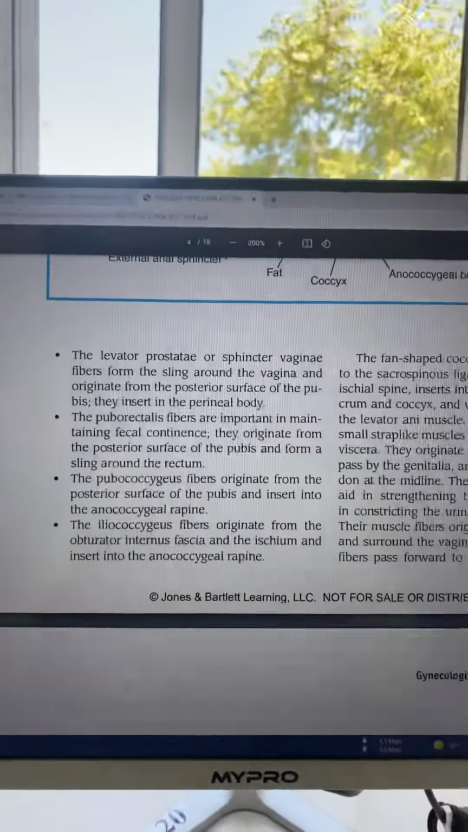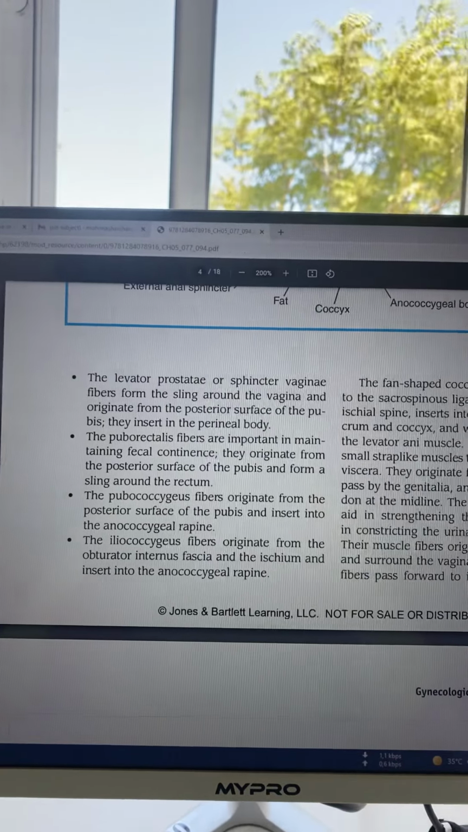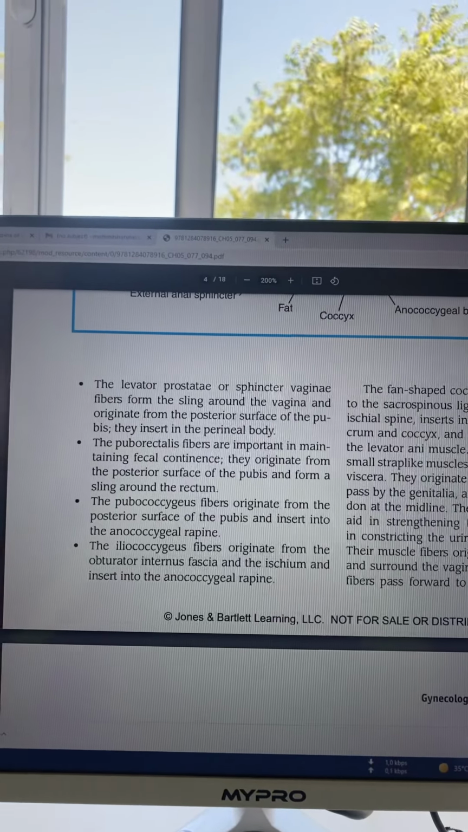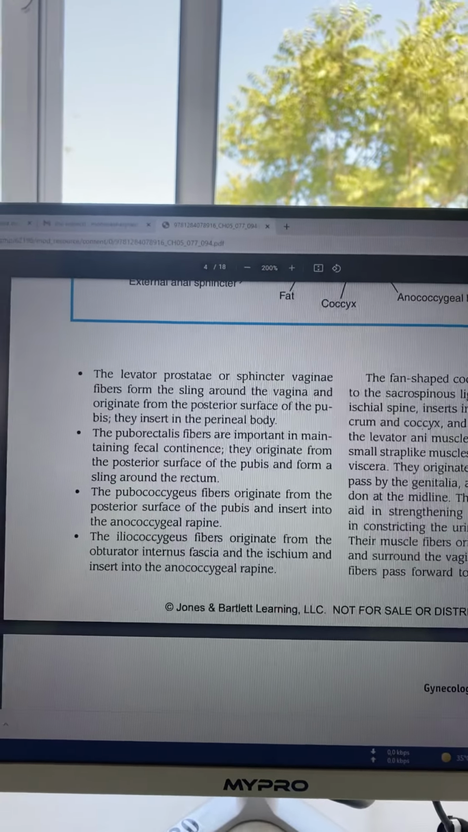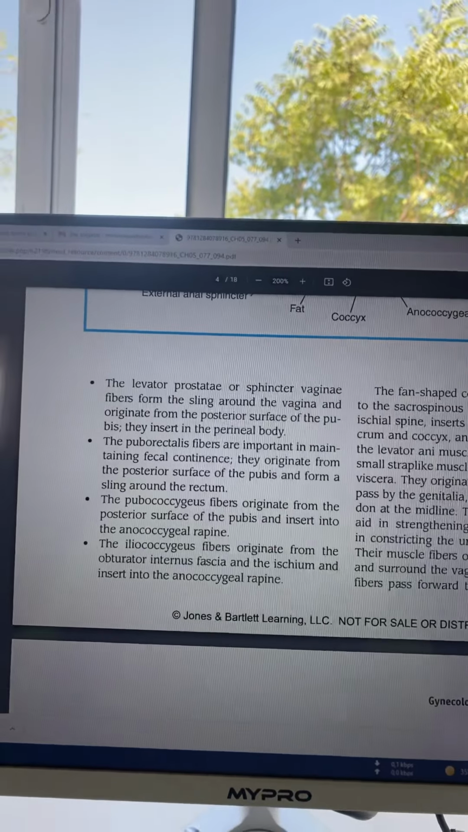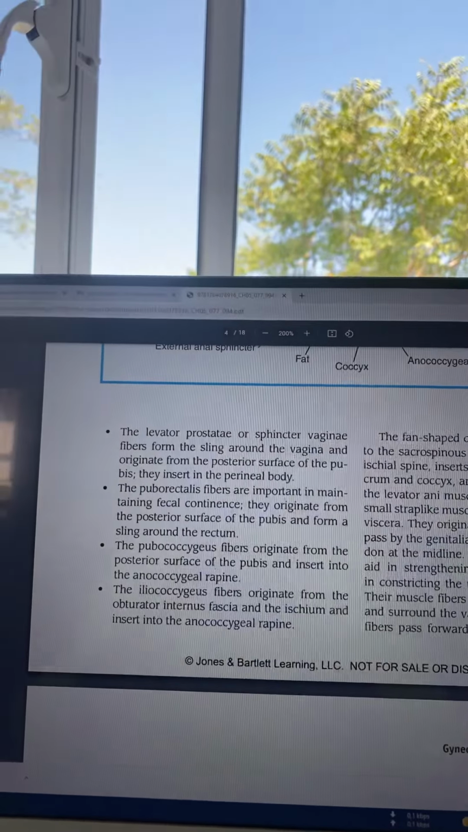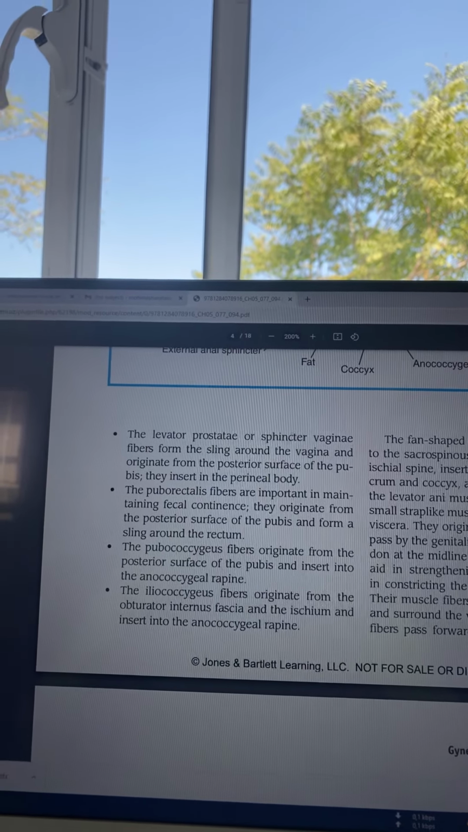The levator prostatae or sphincter vaginae fibers form a sling around the vagina and originate from the posterior surface of the pubis. They insert in the perineal body. The puborectalis fibers are important in maintaining fecal continence. They originate from the posterior surface of the pubis and form a sling around the rectum.